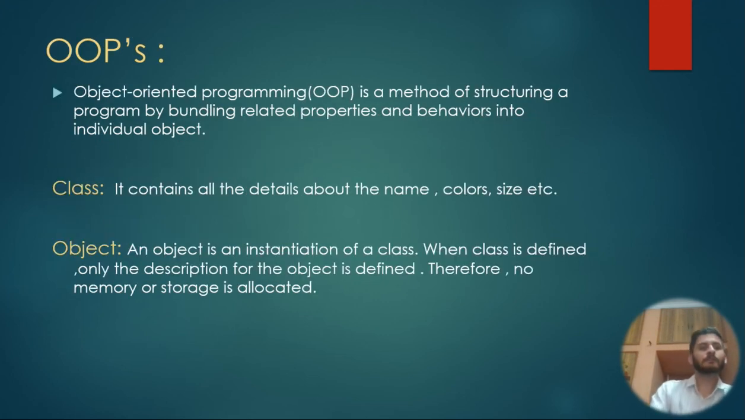The main topic is OOPS, object-oriented programming. It is a method of structuring a program by bundling related properties and behaviors into individual objects. That is class. It contains all the details about the name, color, size, etc. Object. An object is an instance of a class. When a class is defined, only the description for the object is defined. Therefore, no memory or storage is allocated.